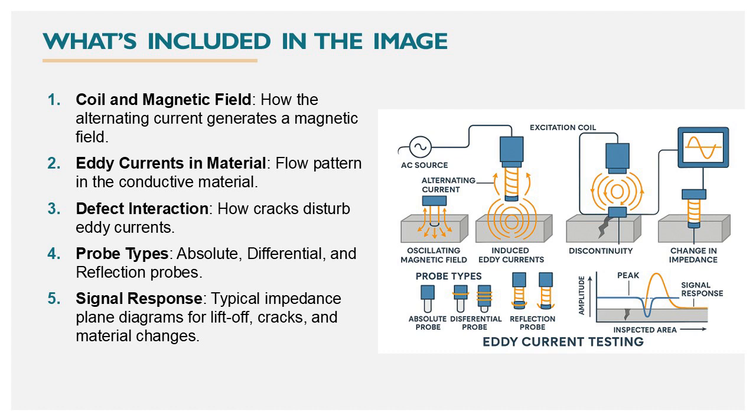What's included in the image? Number 1 is coil and magnetic field, how the alternating current generates a magnetic field. Number 2 is eddy currents in material, flow pattern in the conductive material. Number 3 is defect interaction, how cracks disturb eddy currents. Number 4 is probe types, absolute, differential, and reflection probes. And number 5 is signal response, typical impedance plane diagrams for lift-off, cracks, and material changes.